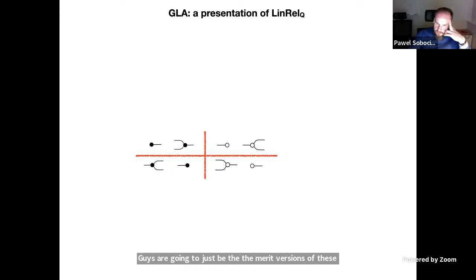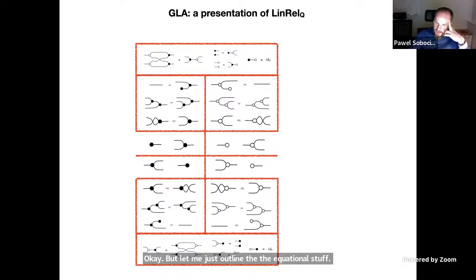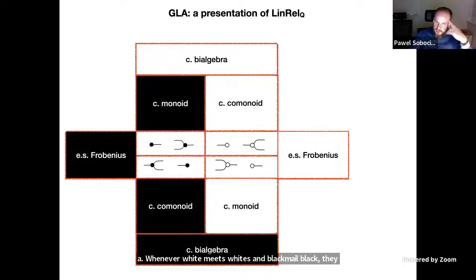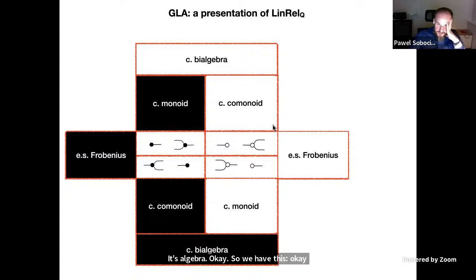Okay, but let me just outline the equational stuff. Everything is a commutative monoid and commutative comonoid. Whenever white meets black, they behave like a bialgebra. Whenever white meets white and black meets black, they behave like a special Frobenius algebra, in fact an extra special Frobenius algebra. There are lots of equations, but actually everything is supersymmetric, right? So black and white are totally symmetric. And all these equations can be summarized on one slide like this, apart from one final bit.